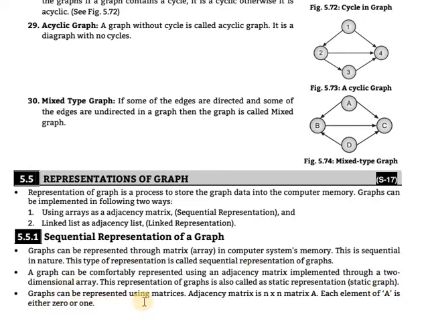Graphs can be represented using matrices. The adjacency matrix is an n into n matrix, meaning rows into columns, of A. Each element of A is either 0 or 1. The matrix values are 0 or 1, and n into n means rows and columns.